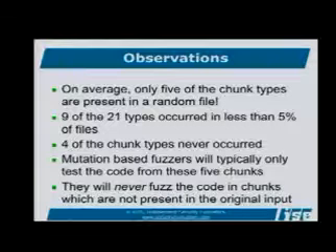And this is just restating that. Basically, if you pick a random file on the internet, it's probably going to have around 5 chunks. 9 of the 21 types occur in less than 5% of files. 4 of them never showed up at all. And again, the important thing is that if you use this as the basis for your mutation-based fuzzer, you're never going to fuzz any of the code for the chunks that aren't present in your file. I know this because I looked at it, but if you didn't know anything about PNGs, you wouldn't know that, and you would think you had done a great job because you started with a couple PNGs and fuzzed them. But really, you wouldn't have fuzzed a lot of the code.